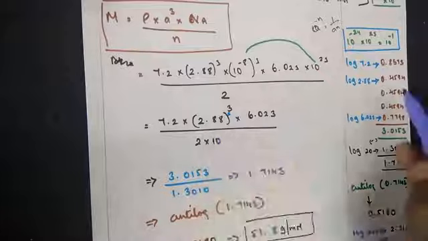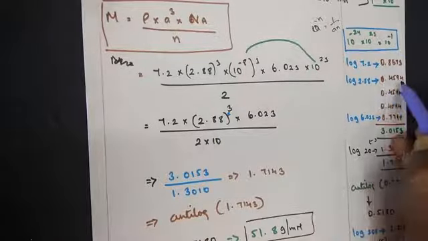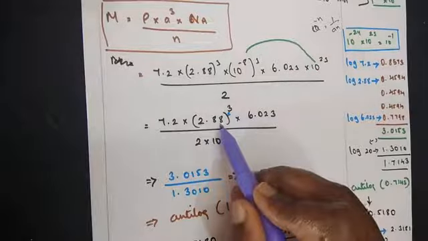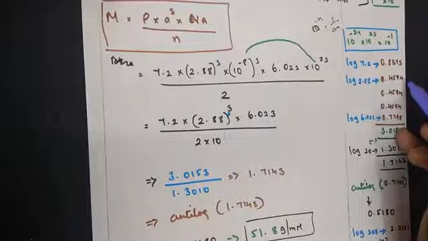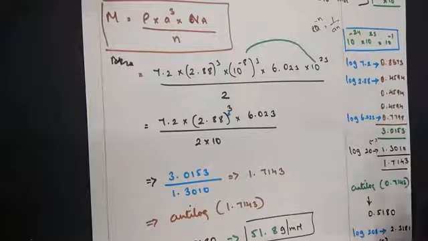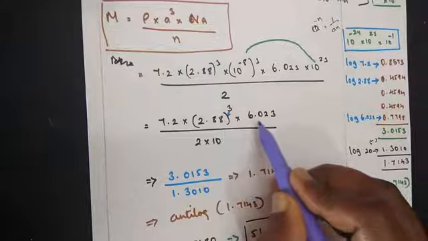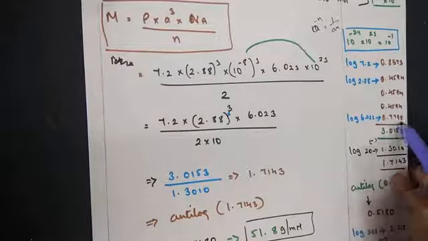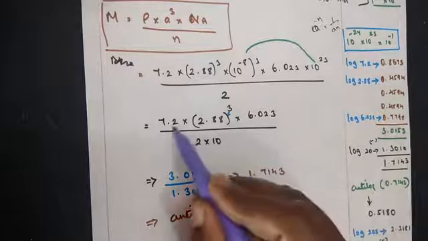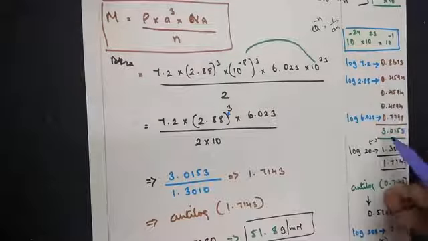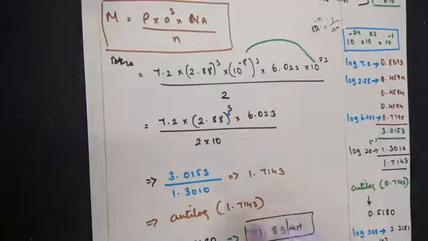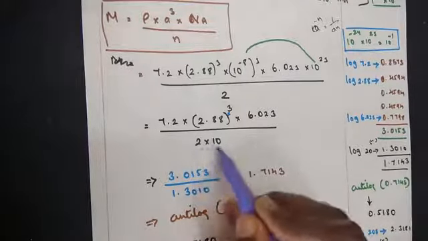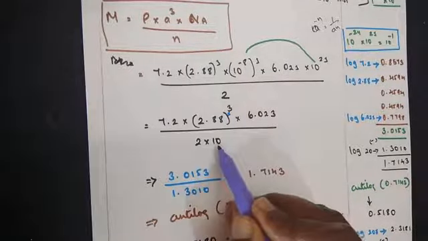Log of 2.88 gives you the value 0.4594. Now 3 times, so either you can multiply the given answer or add it 3 times, up to your wish. Log of 6.023 value is 0.7798. So I'm adding up all these given answers and I arrive at 3.0153. In the denominator, we have two terms, 2 tens are 20.